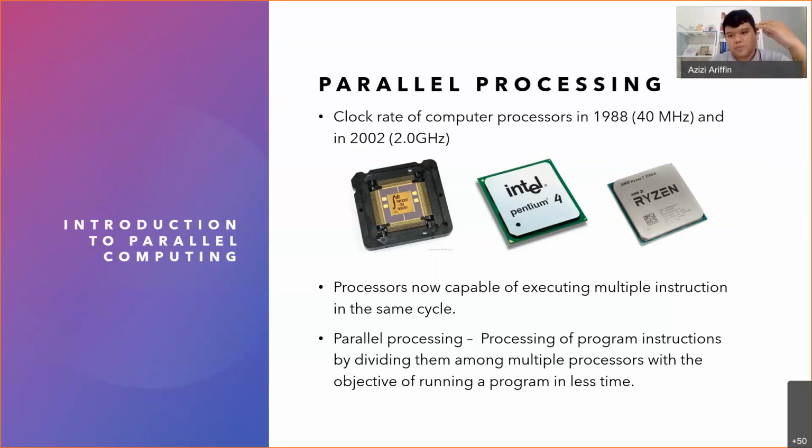Okay, pasal as processor become modern, right? So kita dah ada nanometer process technology, so somehow kita boleh cram in more transistors. Okay, so parallel processing in a nutshell is the processing of program instructions by dividing them among multiple processors with the objective of running a program in less time. So sana cerita lagi more performance, right?